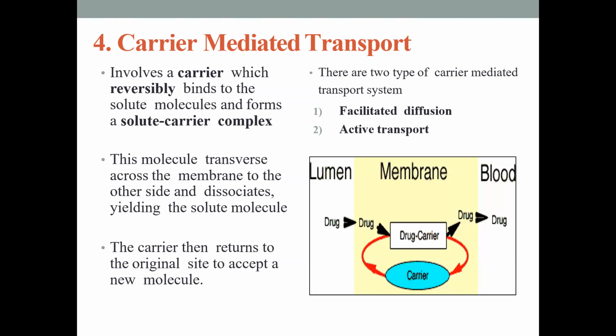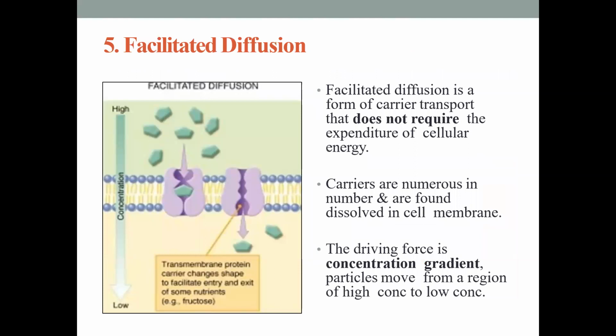This carrier mediated transport mainly involves two types, that is facilitated diffusion and active transport. So what is meant by facilitated diffusion? Facilitated diffusion is a form of carrier transport that does not require the expenditure of cellular energy. It follows the concentration gradient, and the particles move from a region of higher concentration to lower concentration.